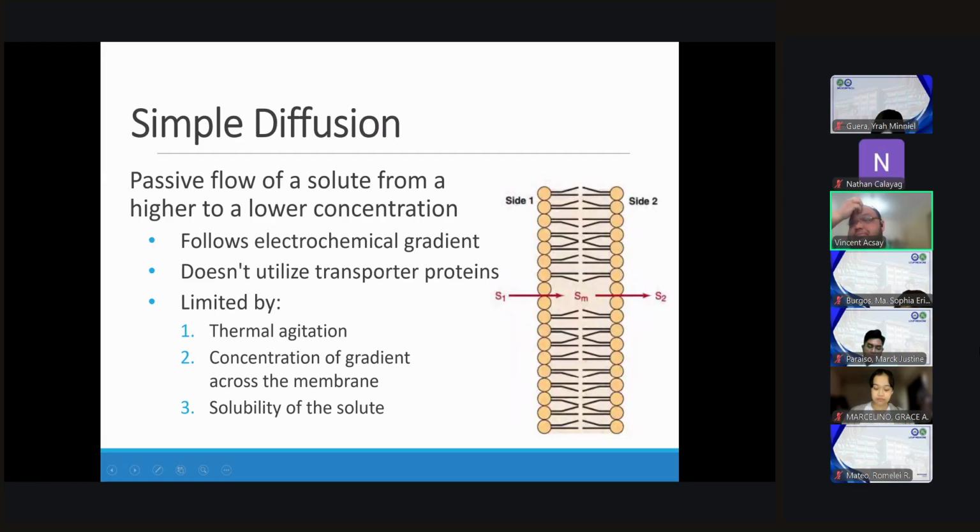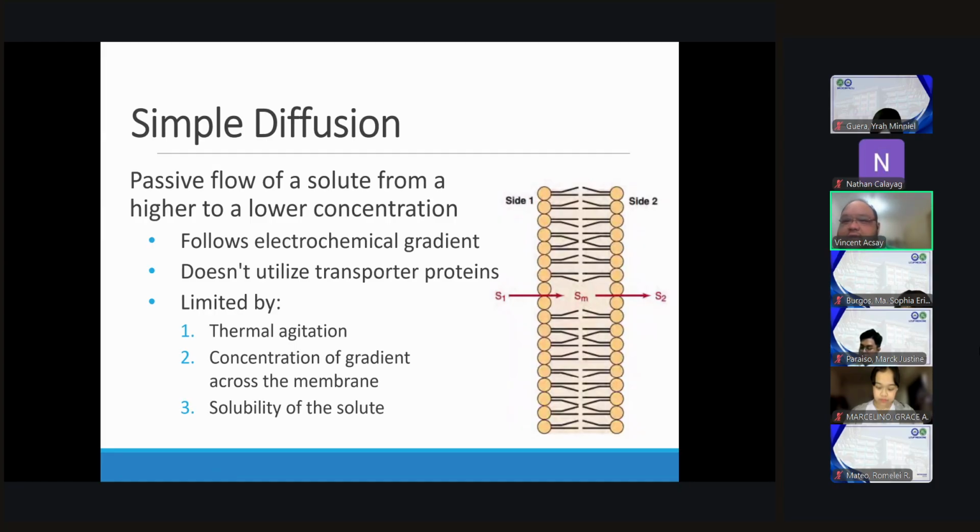Simple diffusion is basically the passive flow of a solute from a higher to a lower concentration. Because it is doing that, it follows the electrochemical gradient, does not need to utilize proteins, but is affected by temperature, the concentration of the gradient across the membrane, and the solubility of the solute.